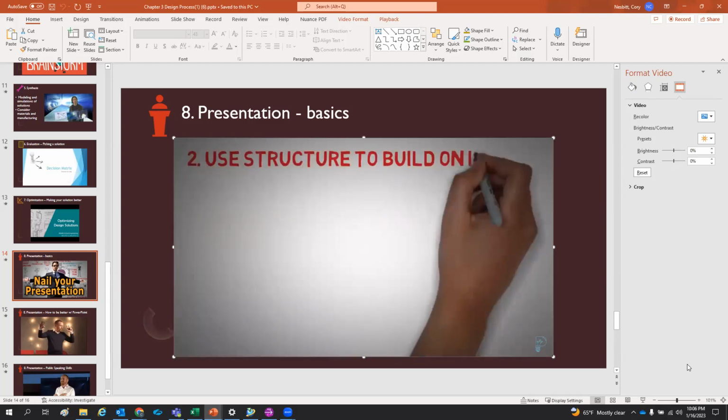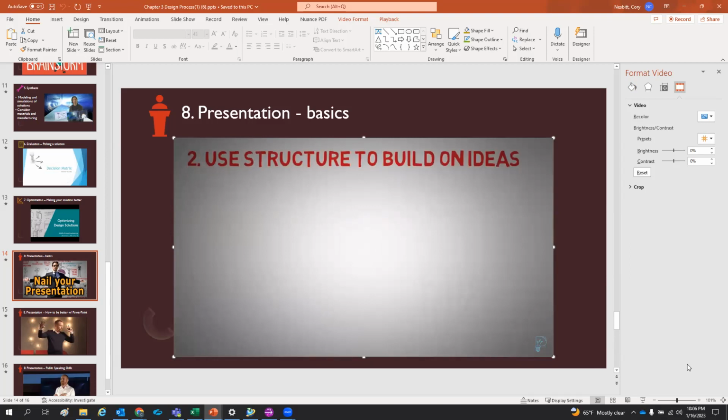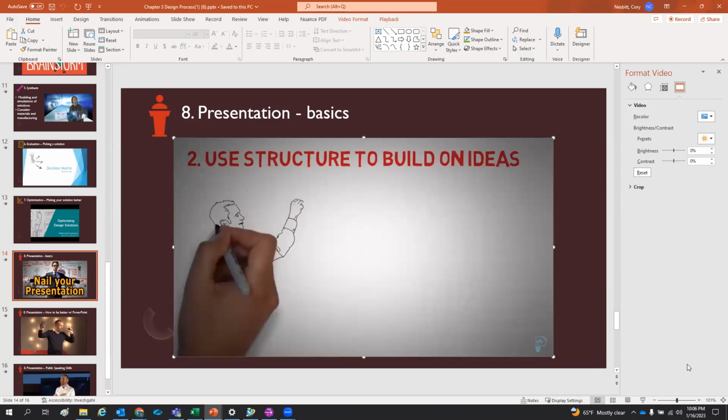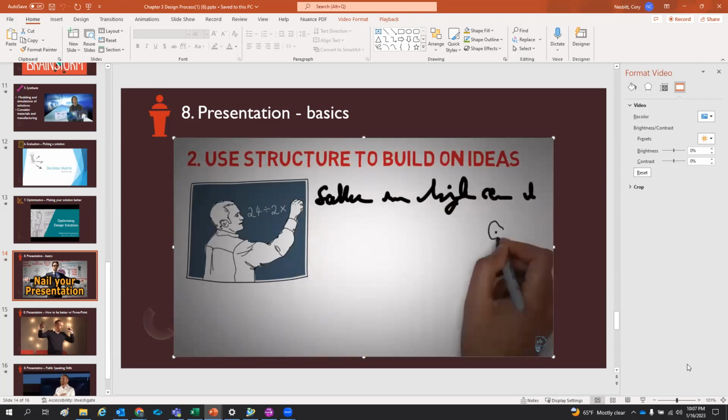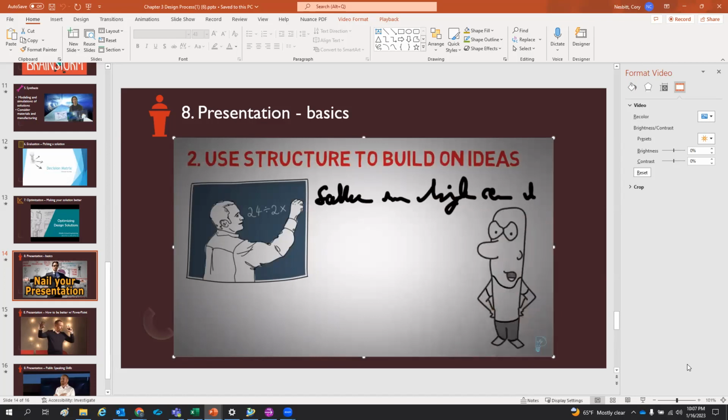Number 2, use structures to build on ideas. If you stand up and give a presentation and all the points you want to make are just tossed around randomly and they don't make any sense, not too many people are going to enjoy your presentation, and if they remember it, it's likely that it's not for the reasons that you want them to.